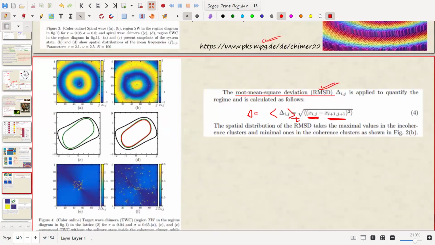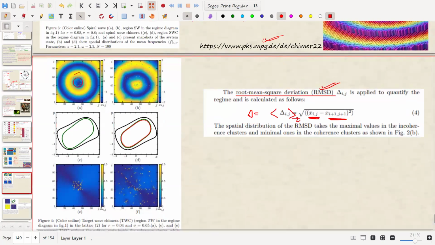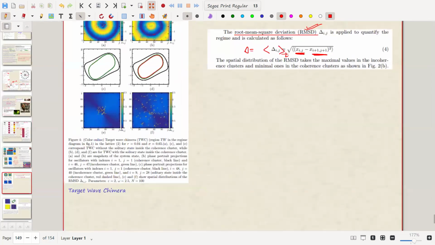So this is a target wave, because you have these waves going on, but at the same time you can see these dots. Here also there are a lot of dots. Therefore, it's a solitary state as well as a target. So it's a kind of solitary state chimera pattern, you can say.